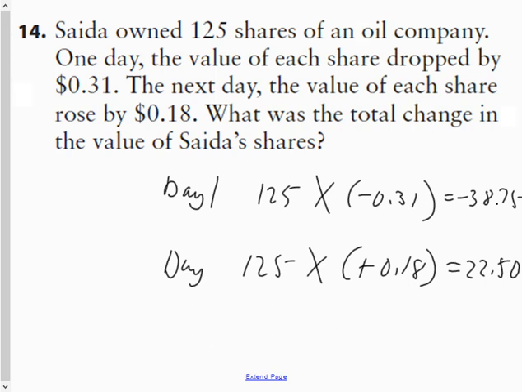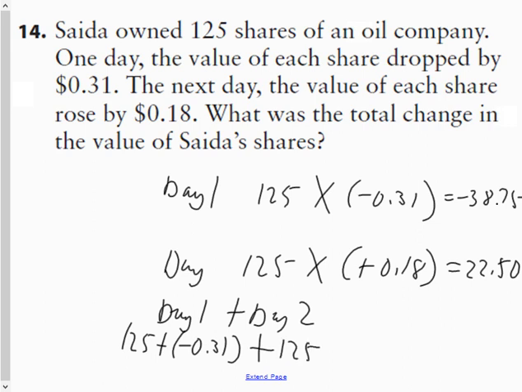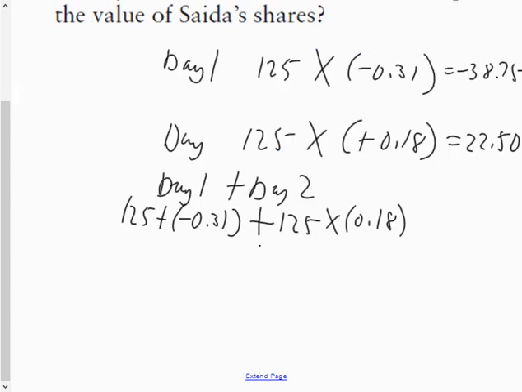And it says, what was the total change in the value of Seda's shares? So after you multiplied those two, you then have to add them together, right? Because day one plus day two is the total change. So if I'm going to write that as an expression, day one plus day two will equal the total change. The expression of 125 times negative 0.31 plus 125 times 0.18. That makes sense now if I put day one plus day two.